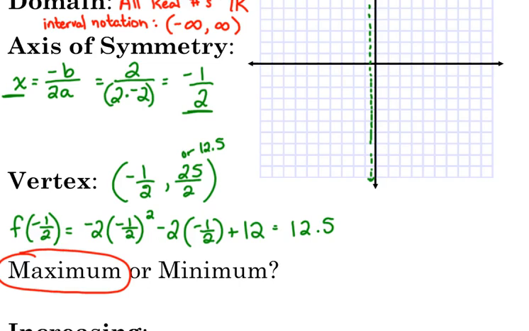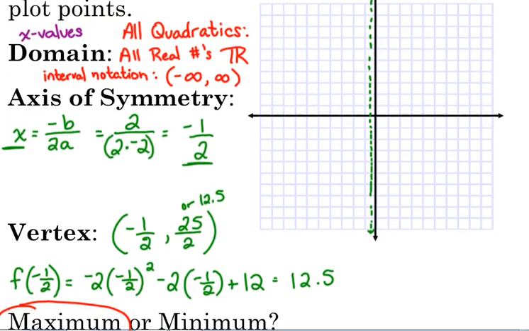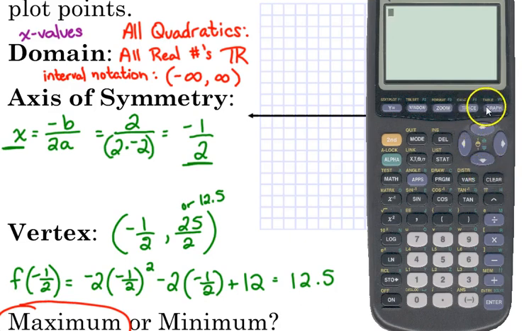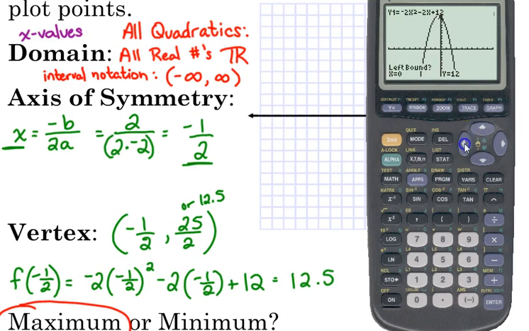Now, while we're talking about that, let's go back to the calculator for a second. In case you forget this whole axis of symmetry thing and plugging it back into the equation to find the vertex, you know that you can find the vertex on your calculator, right? Second trace, we've got a bunch of options. Now that we've identified it as a maximum, we can go down to option number 4 under second trace. That's your calculate menu. Option number 4, it asks for a left bound.